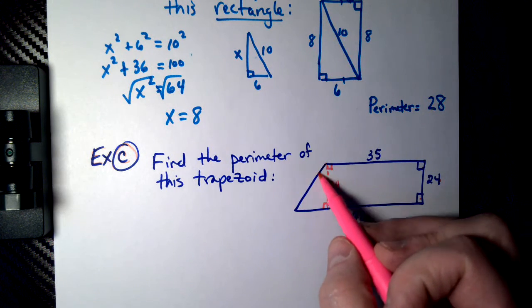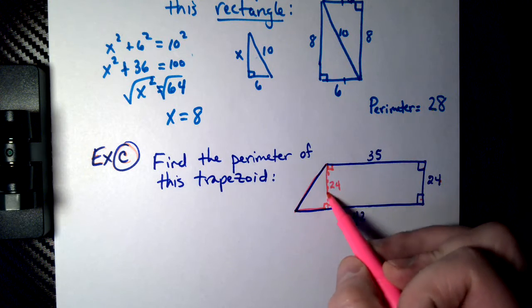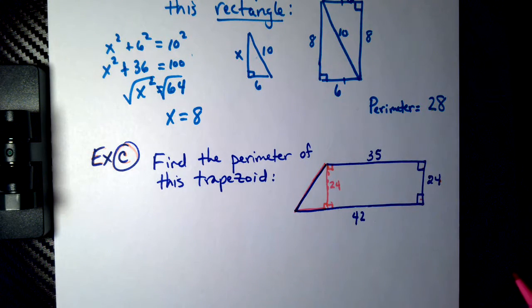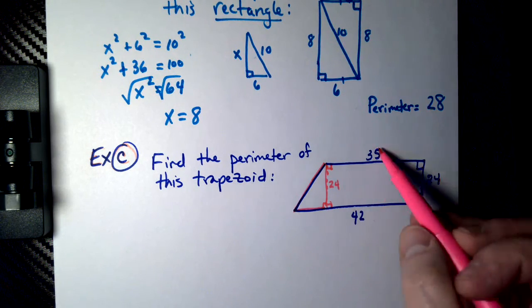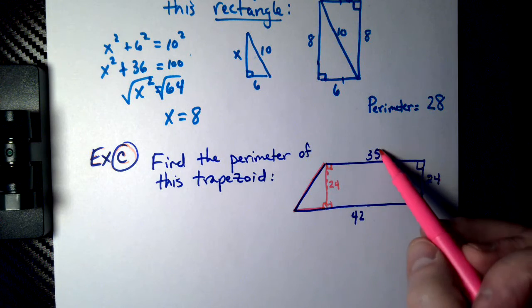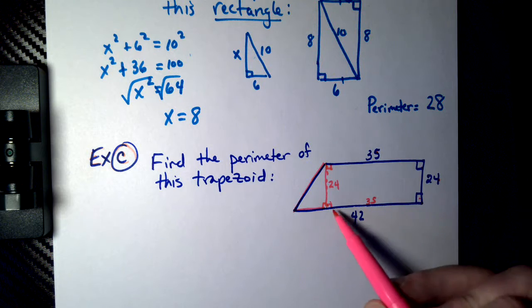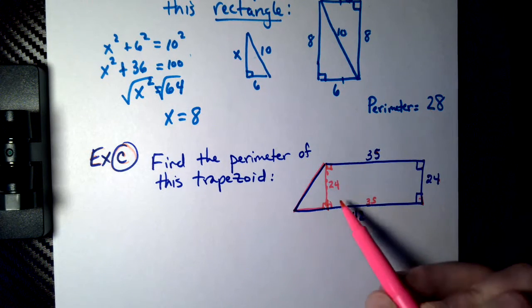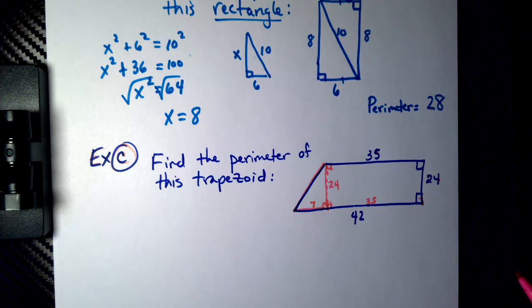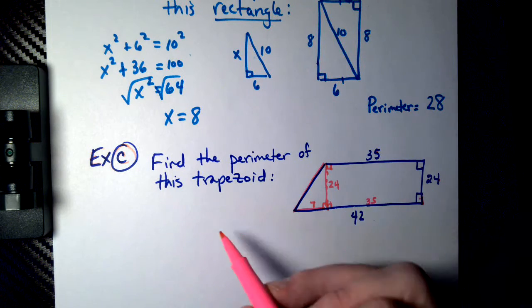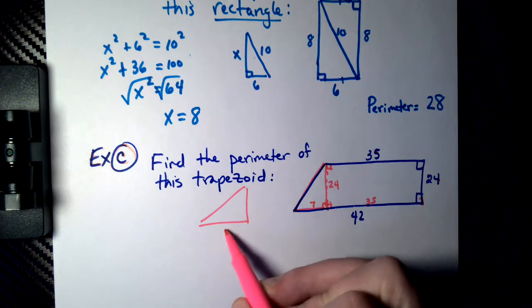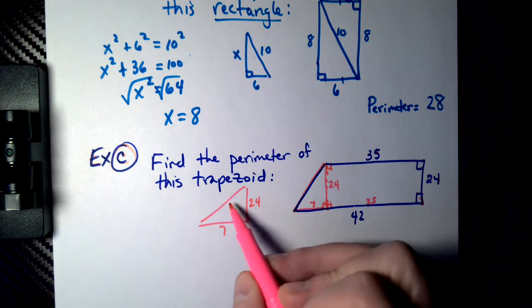Okay, but I still can't do the Pythagorean theorem unless I have 2 out of the 3 sides. And that's where these two numbers come into play. If that's 35, then this side of the rectangle is 35 from here to here, meaning this part has to be 7 to get 42. Sneaky, sneaky. All right, so 7, 24.